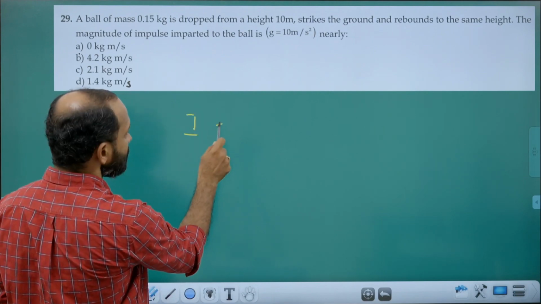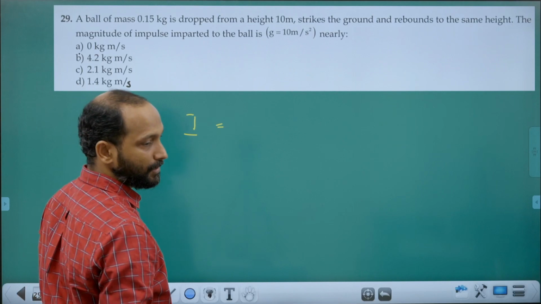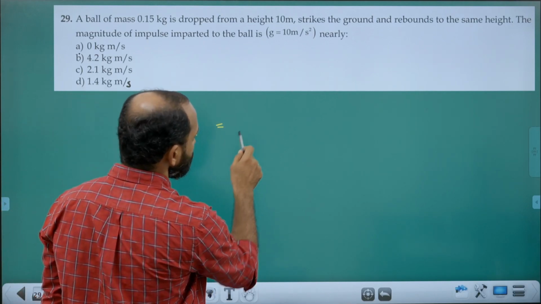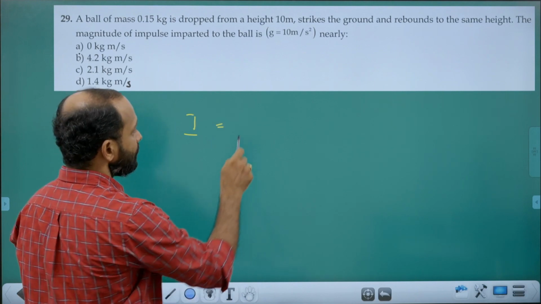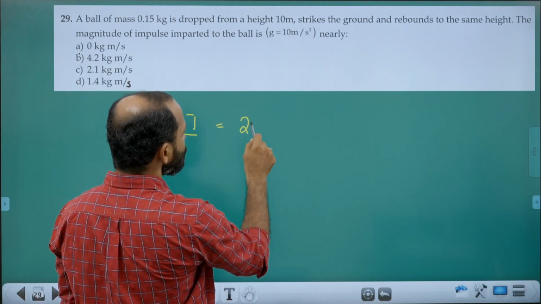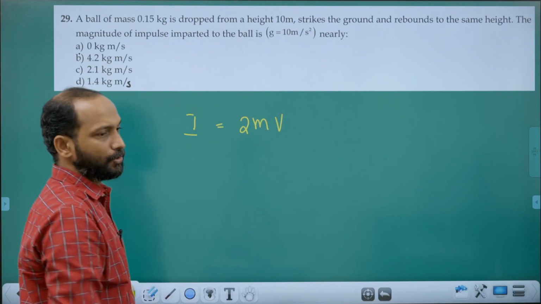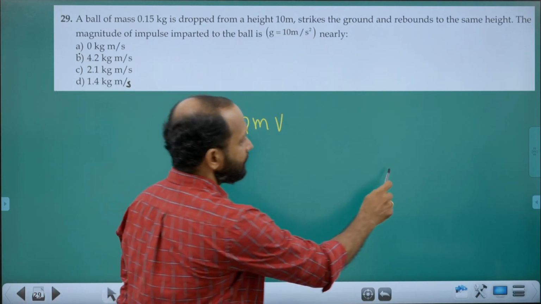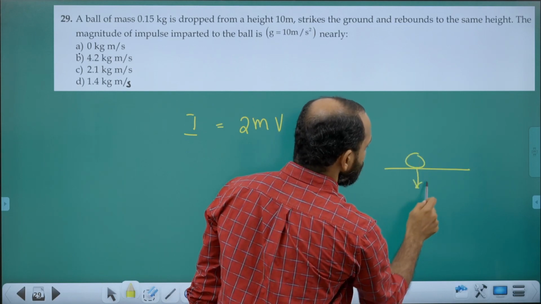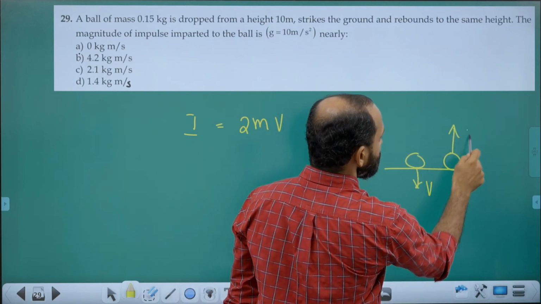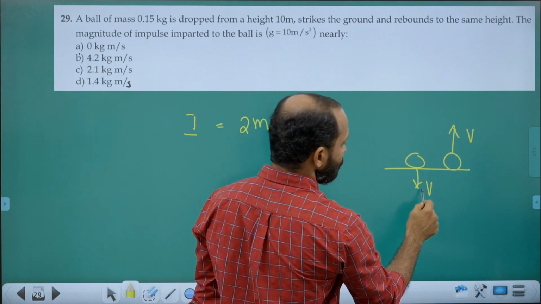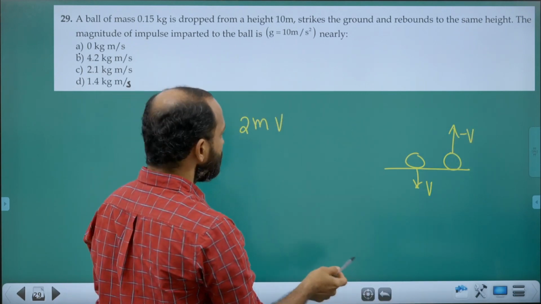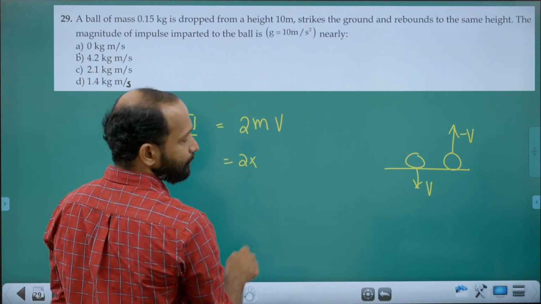Impulse momentum theorem is asked. A similar question we have done before. This was asked in 2021, this year's NEET. So impulse is equal to change in momentum. What is the change in momentum this time? Change in momentum is 2 mv. So 2 mv is the answer. Impulse equals change in momentum, where v is the velocity with which it hits and v is the velocity with which it bounces back. If one is positive and the other is negative, v minus minus v is 2v. So 2 mv.